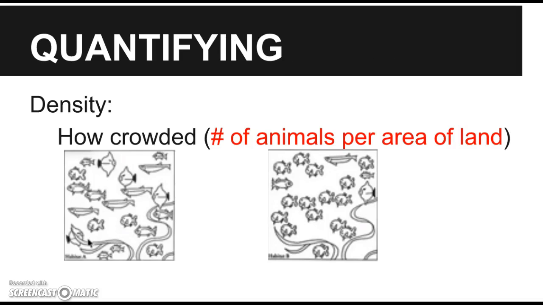So the density is referring to how crowded the area is. We're going to see that there is only a certain amount of animals that are going to be able to be in a certain area of land, and that becomes very important, especially when we talk about human population.